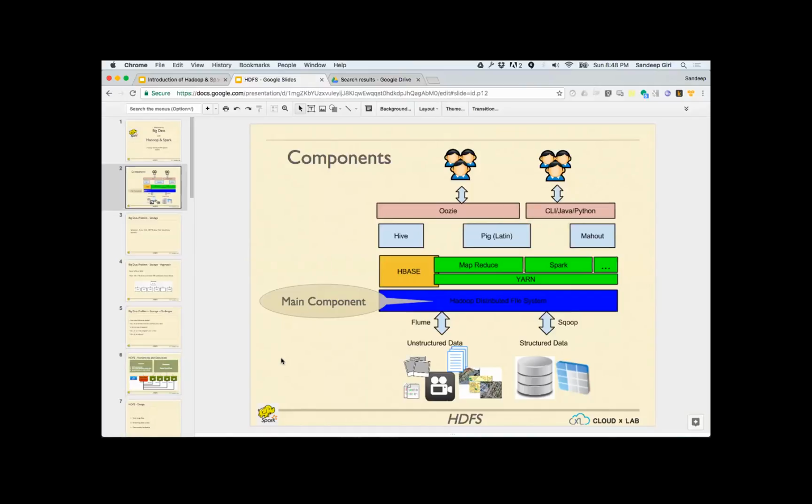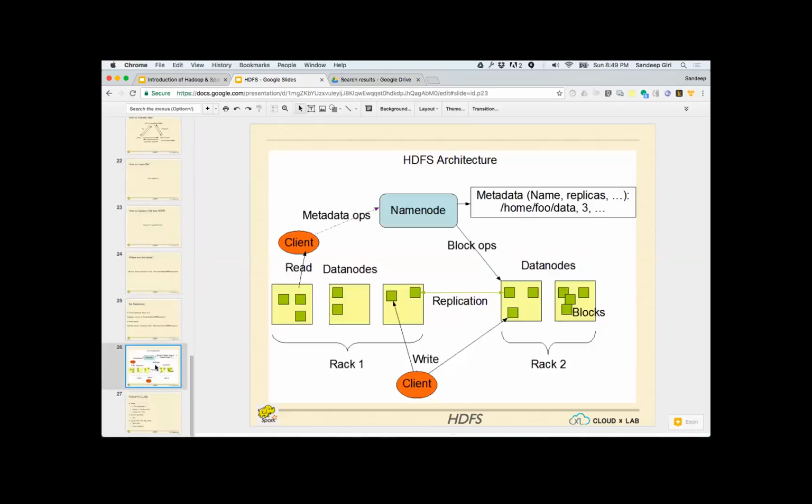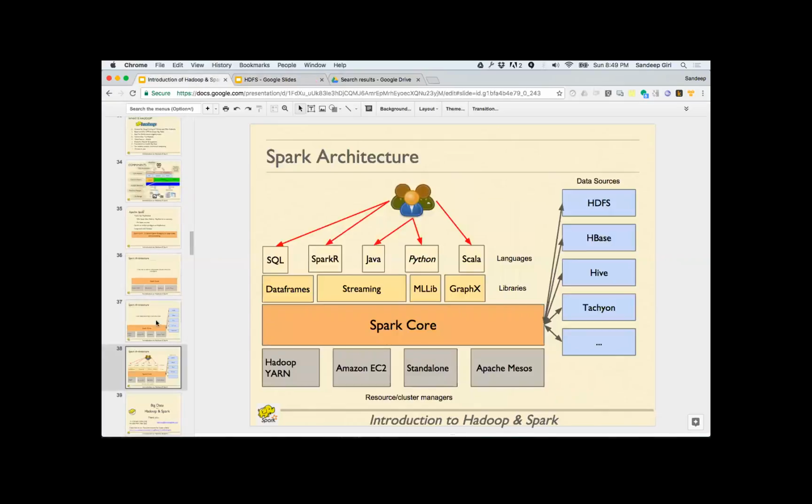Okay, let's start with our discussion on HDFS. So again, welcome all to the session. Briefly, what we had discussed so far is what we had discussed yesterday. We also answered a few questions on Spark. There was one question related to why this diagram is different.